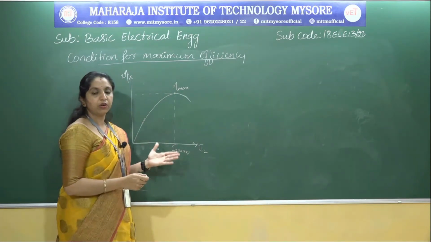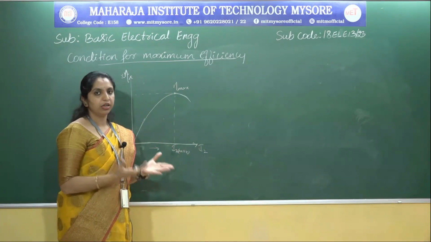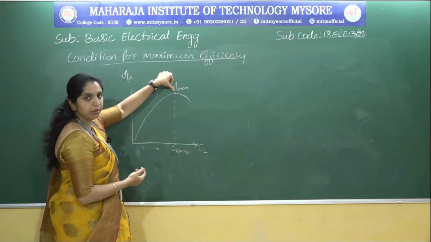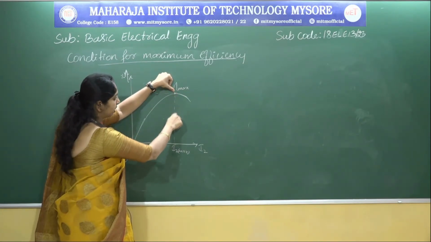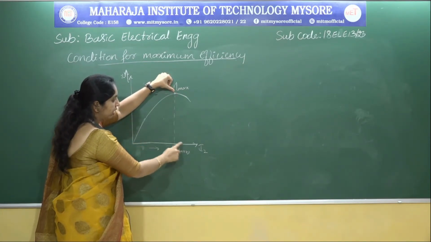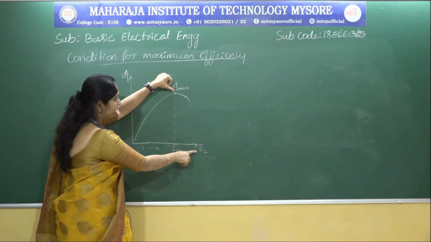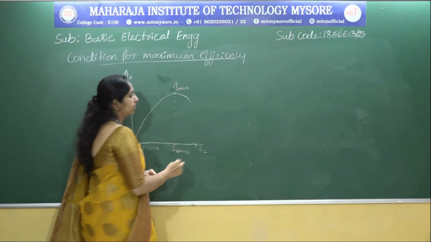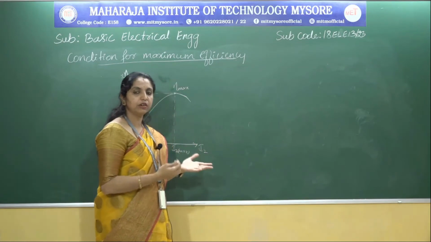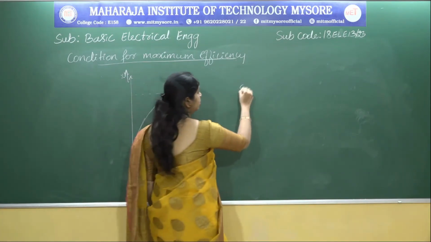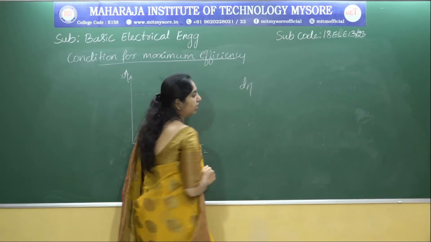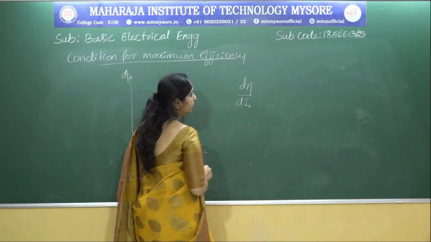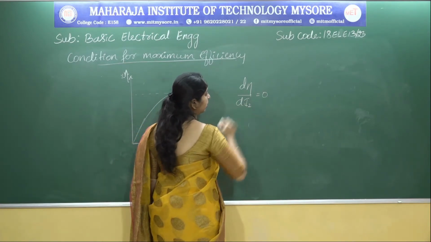We have to find the condition for maximum efficiency, because we need to get the maximum efficiency. Here eta max is the maximum efficiency, and the corresponding line is the load current obtained for maximum efficiency. To find the condition for maximum efficiency, we need to differentiate the efficiency equation with respect to I2 and equate it to 0.